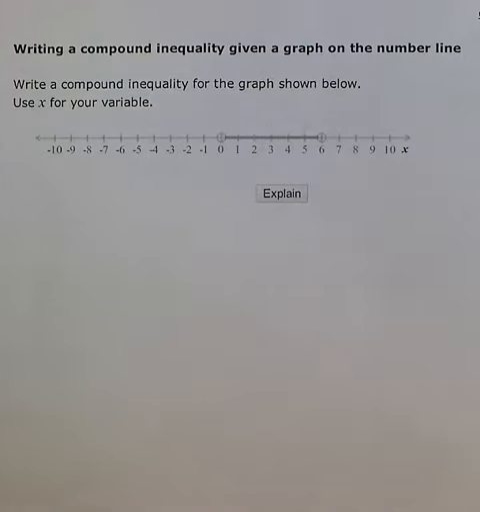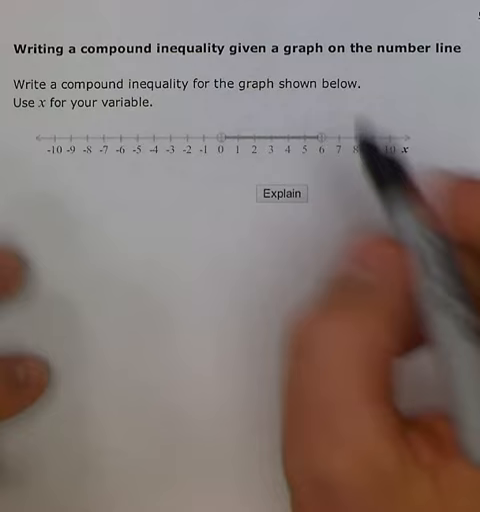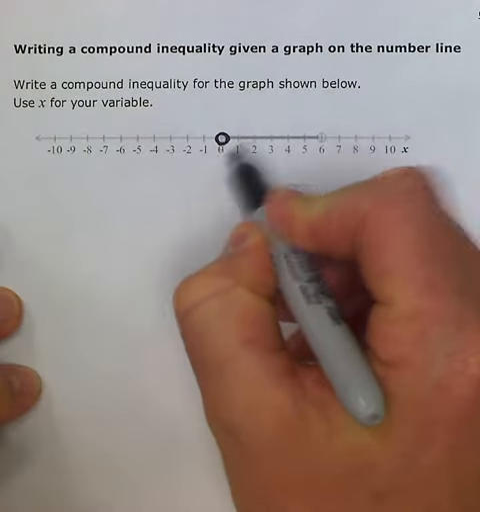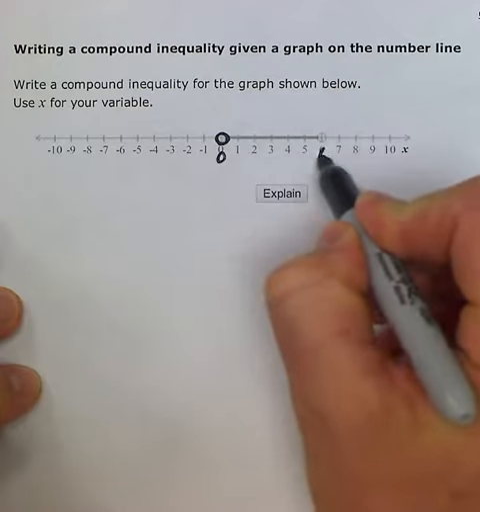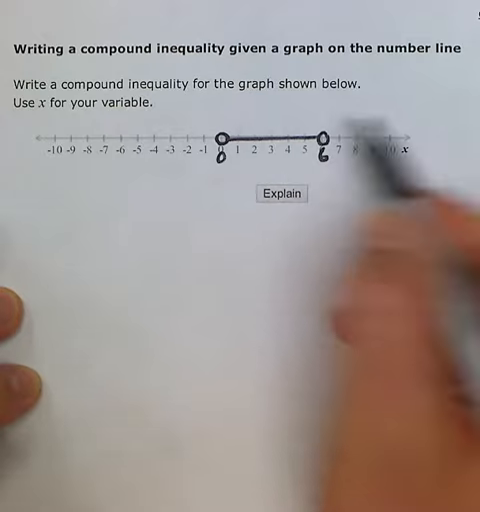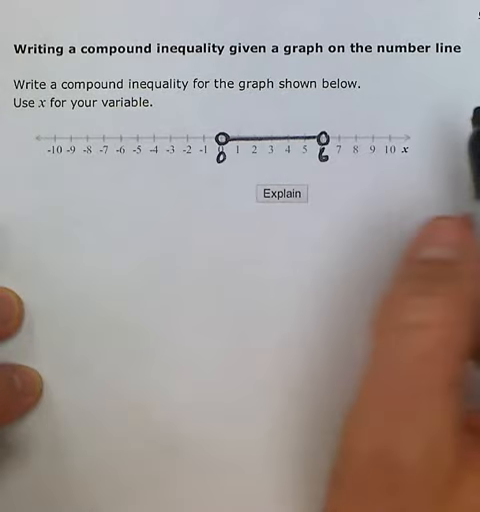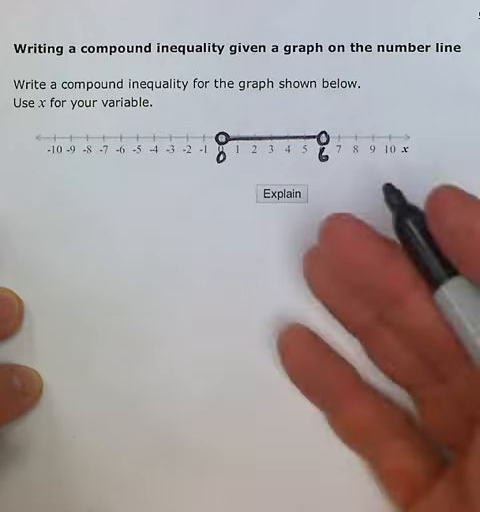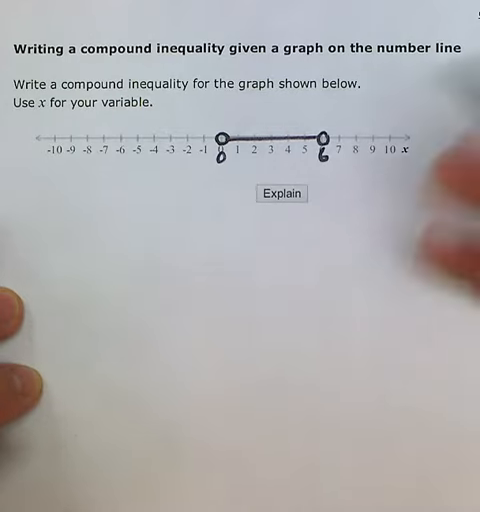Okay, so our problem asks us to write a compound inequality given the graph on the number line. So just to make sure you can see this graph, we have an open circle here at 0, and we have an open circle at 6 with a filled in line in between. So there's three ways to go about writing this. On ALEKS, you're only going to have the compound way where we use "and" or "or." So we'll go ahead and start with that.